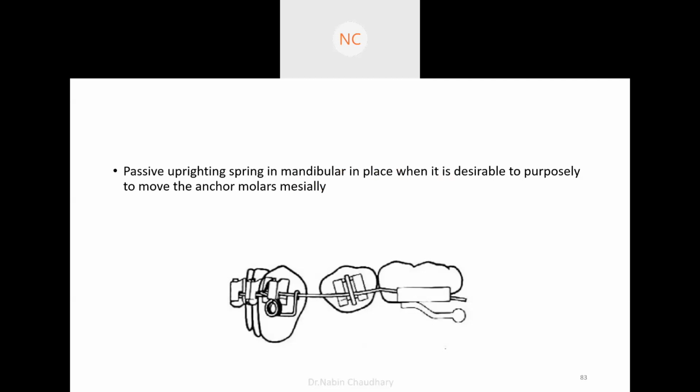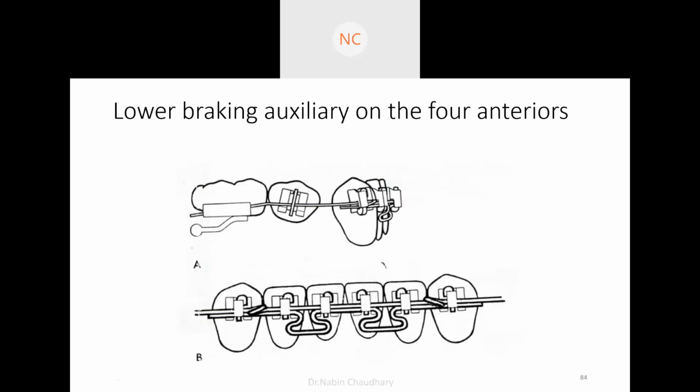And in case of the moderate anchorage, when we desire to bond the anchorage, then the uprighting spring is generally placed in the canine bracket, and this will help to bond the anchorage. That is, it will help to move the posterior teeth anteriorly. And also the lower breaking auxiliary is placed on the lower anterior teeth, and this will help to prevent the lingual tipping of the upper and lower anterior teeth.